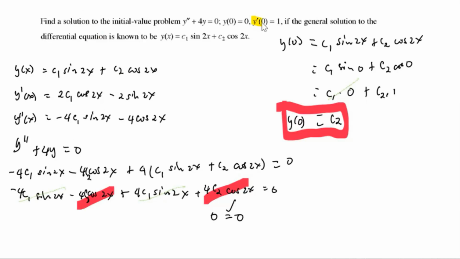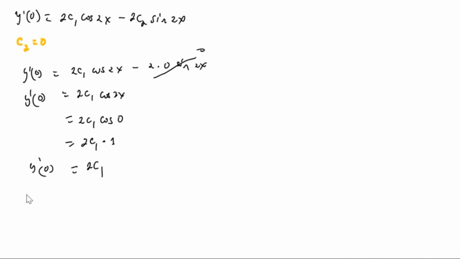From the initial value condition that y prime of 0 is equal to 1, now I can write 1 is equal to 2c sub 1, and solving for c sub 1, we have c sub 1 is equal to 1 half. So we have now c sub 1 equals 1 half and c sub 2 is equal to 0.